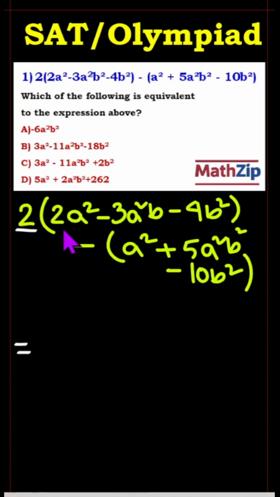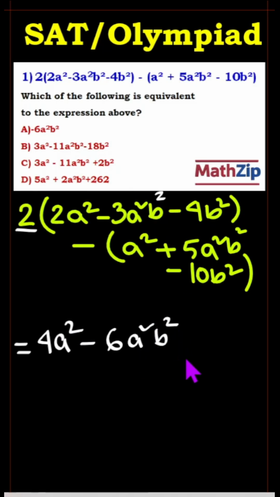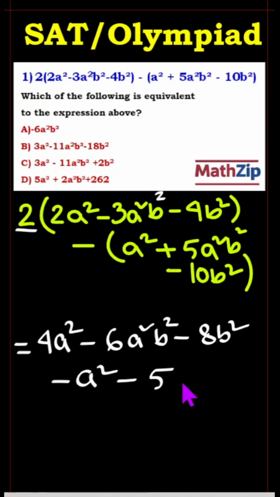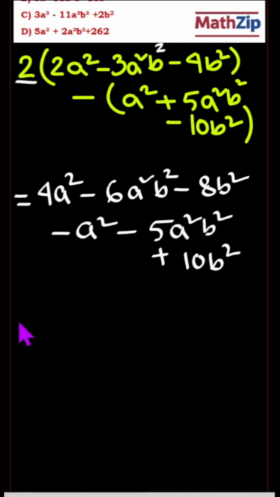So first 2 times 2 is 4a square, then minus 6a square b square, minus 2 times 4 is 8b square, and then here is a minus sign, so we can write minus a square minus 5a square b square, and then minus and minus plus 10b square, right? So we have to find out which is the similarity.